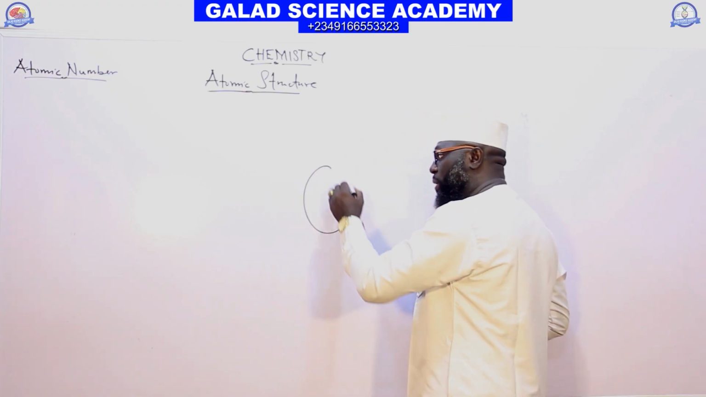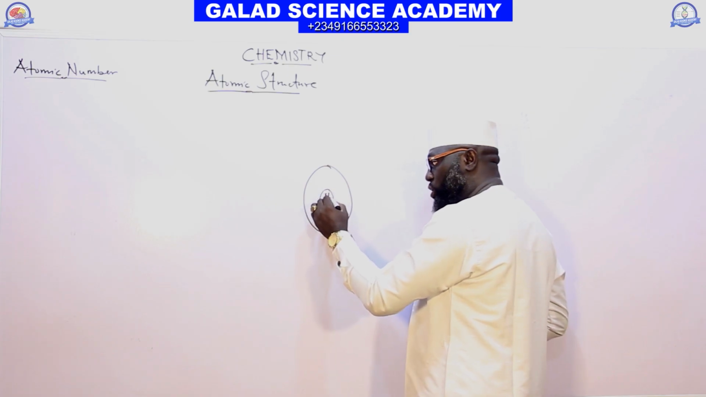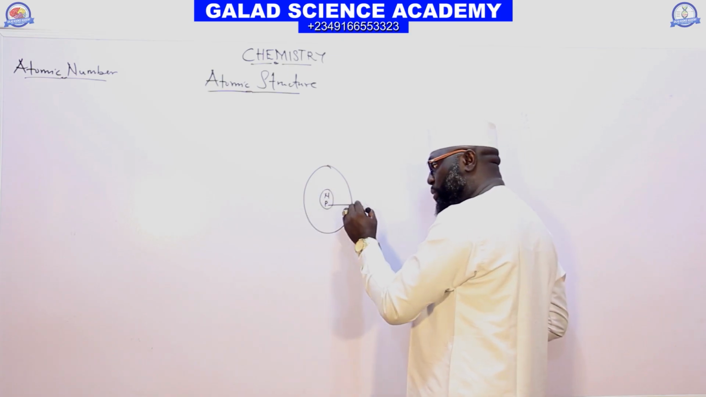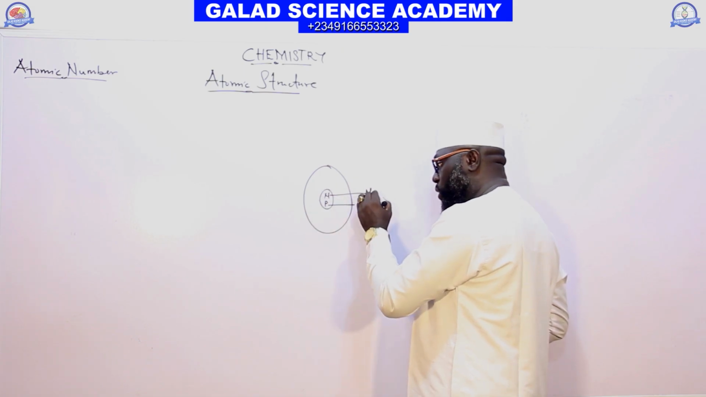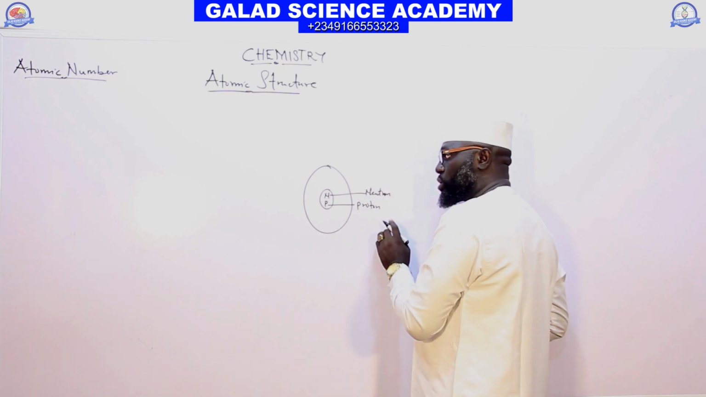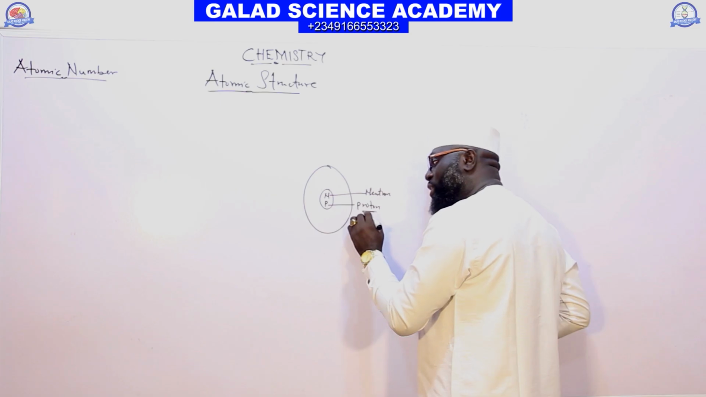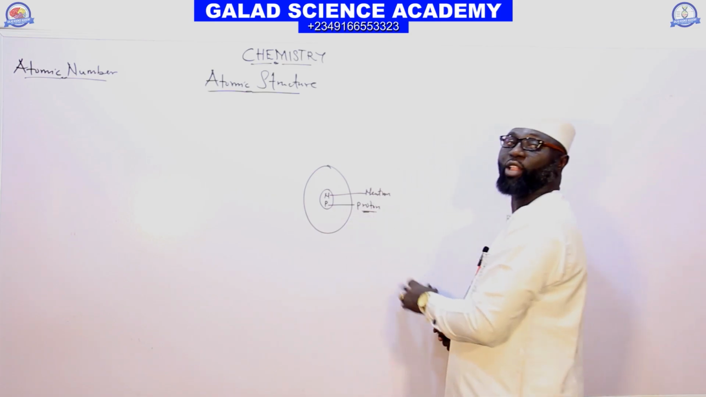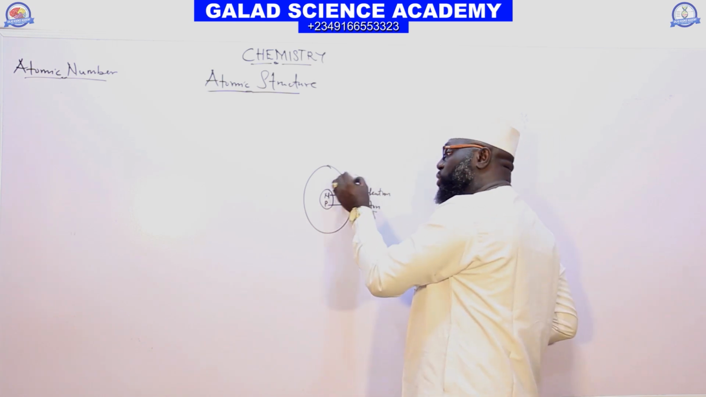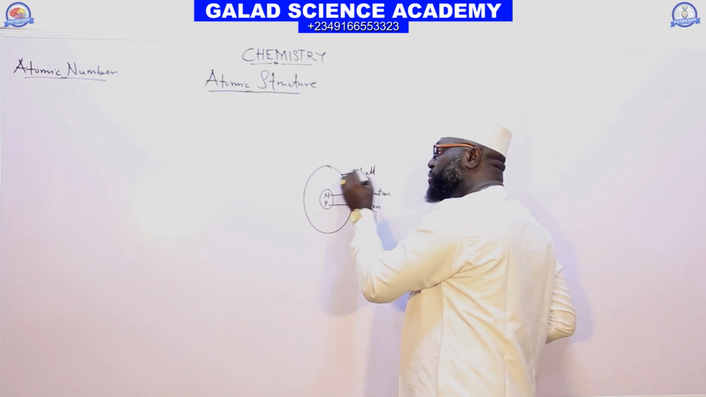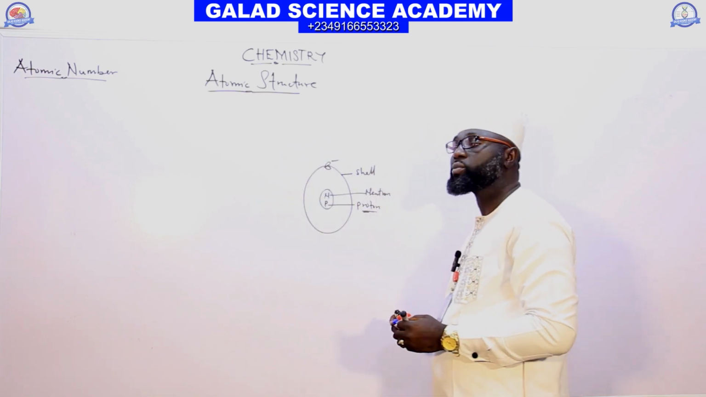Don't forget that we said the atom is partially spherical in shape. Here we have what we call neutron. Here we have proton. This P is proton. This N is neutron. So the total number of protons we have inside any atom is what we call atomic number. And don't forget that this is what we call shell, and the electrons move around the shell.